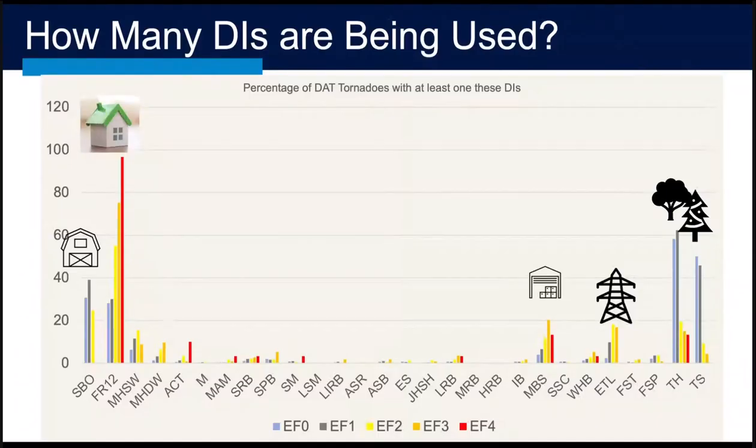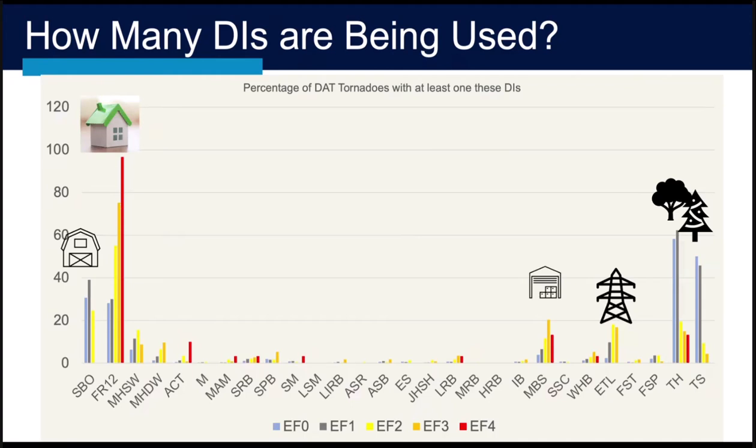I don't have much time here. I could spend literally a week talking about just the house DI because it's such a popular DI. You can see this based on a study at NIST and their contractor ARA, Applied Research Associates, showing how many tornadoes have been rated using one of these DIs. You just see the dominance of the house, especially when it comes to the stronger ones here in the orange and red values.